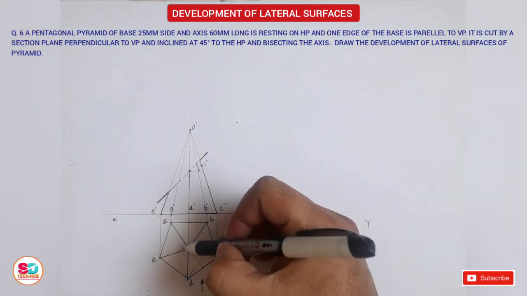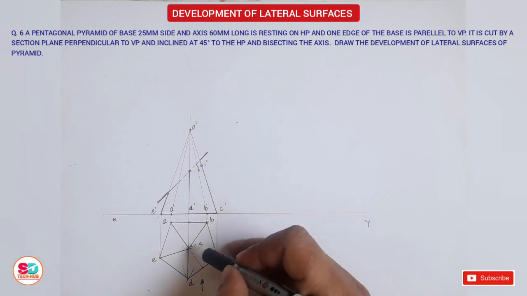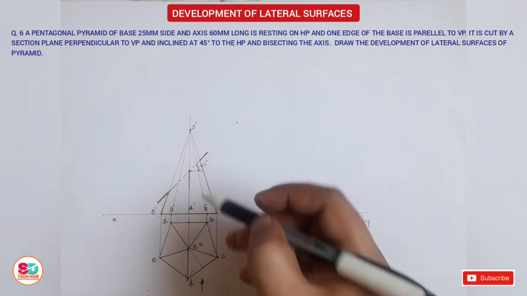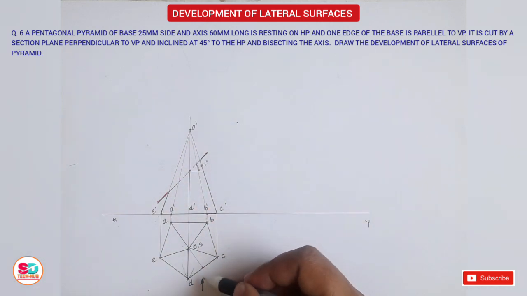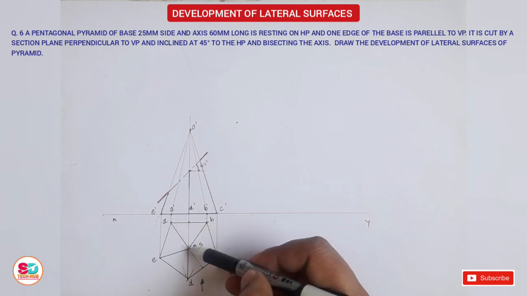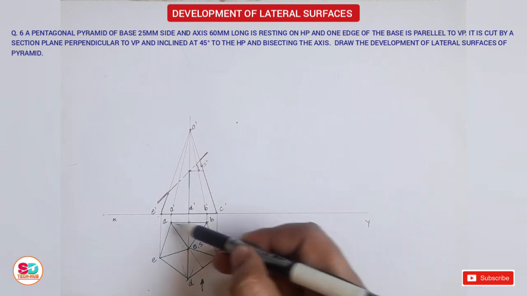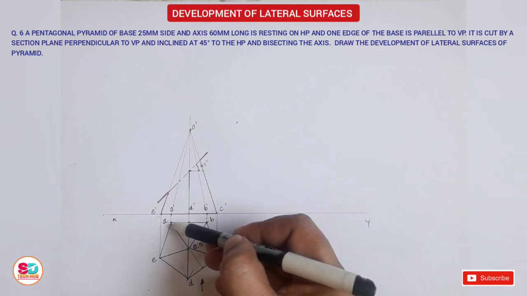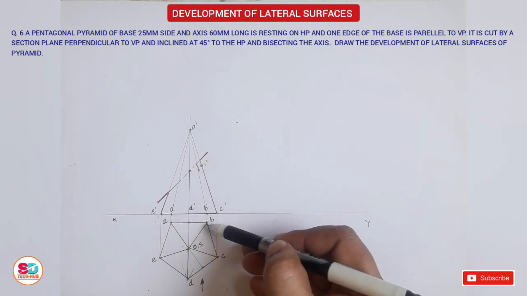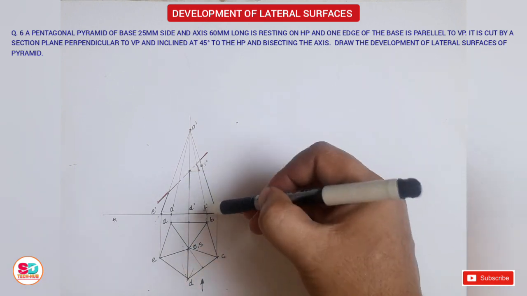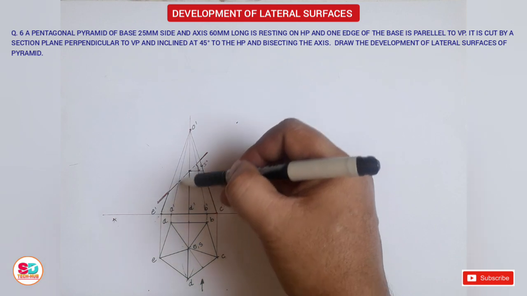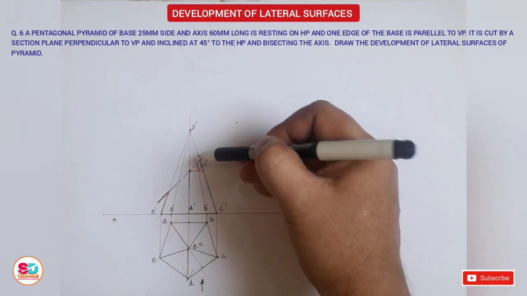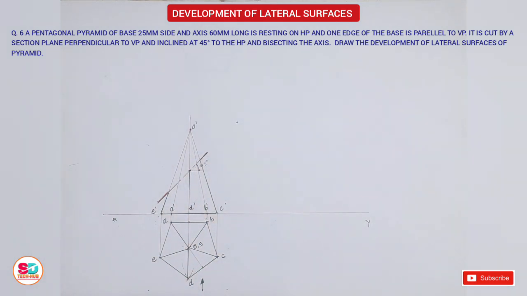So these slant edges OA and OB are not visible to the observer because if the observer position is here, these two slant edges are behind the object. So these 2 points will not be visible to the observer. As these 2 points are not visible to the observer, the line joining these points with the apex is also not visible to the observer. So we have shown these two slant edges with the help of continuous thin line. Okay. Now we have to go for its development.